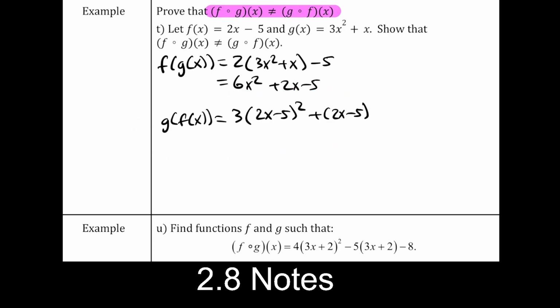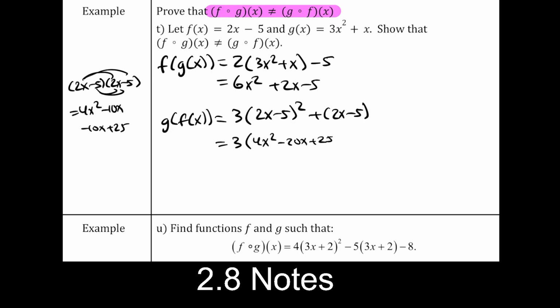On the left side here, I'm going to do 2x minus 5 squared just so you can see it. If we were in person, I would just say do it, but we can go ahead and show it. So 2x times both, that's 4x squared minus 10x, and then negative 5 times both, so negative 10x plus 25. So this first chunk is 3 times 4x squared minus 20x plus 25, and then plus my 2x minus 5 at the end. So this is 12x squared minus 60x plus 75 plus 2x minus 5. And then we can clean everything up and get 12x squared minus 58x plus 70.